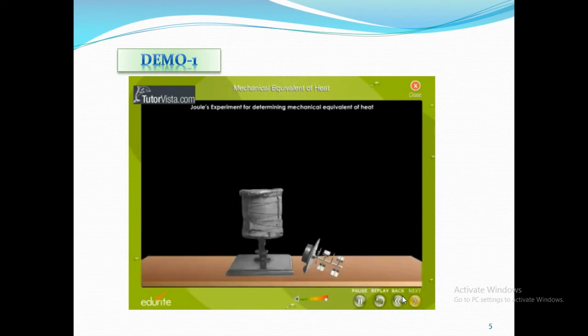Joule's experiment for determining the mechanical equivalent of heat. Displayed here is the experimental setup used by Joule to determine the mechanical equivalent of heat. The apparatus used by James Prescott Joule to determine the value of J consisted of a cylindrical calorimeter made of copper. The calorimeter was covered with a watertight lid.